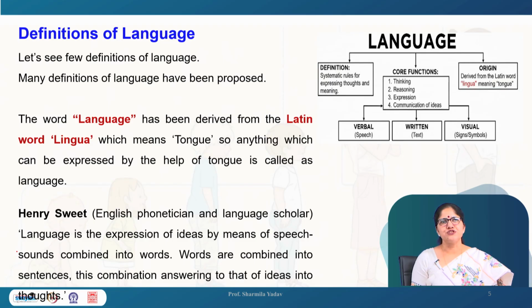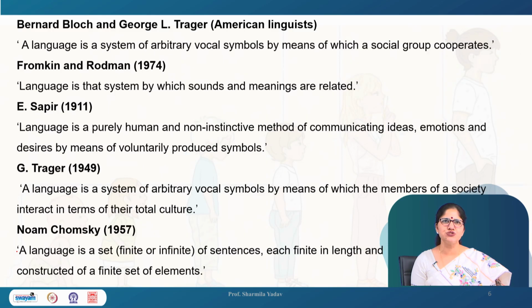Now let's see some definitions of language. Many definitions of language have been proposed. The word language has been derived from the Latin word lingua, which means tongue. So anything which can be expressed by the help of the tongue is called language. Henry Sweet, English phonetician and language scholar, defined language as the expression of ideas by means of speech sounds combined into words. Words are combined into sentences. This combination answers to that of ideas into thoughts.